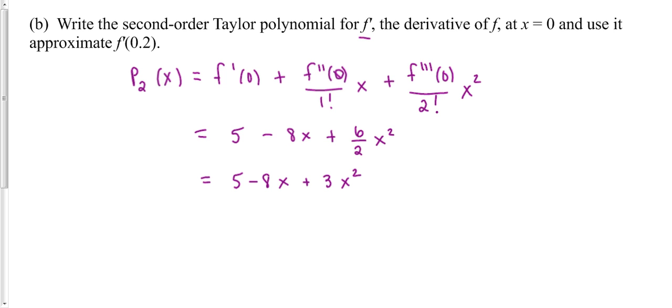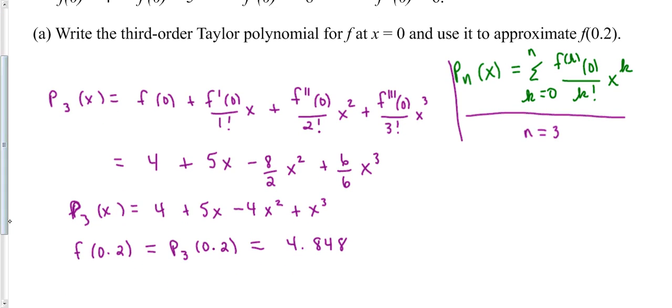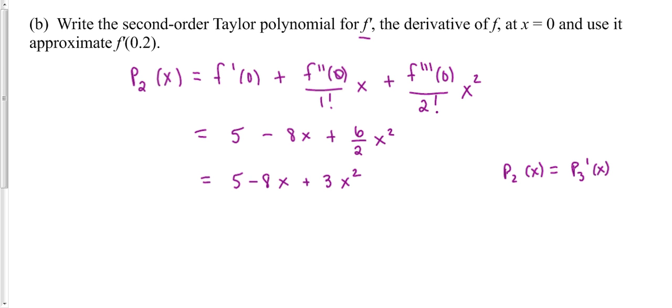And just as a quick aside here, what we're basically doing is taking the derivative of the third order polynomial. So what we're saying is that P2 of x is equal to P3 prime of x. So if we flip back here for just a minute, if we took the derivative of this, would we get what we have on the next page? And the answer is yes.